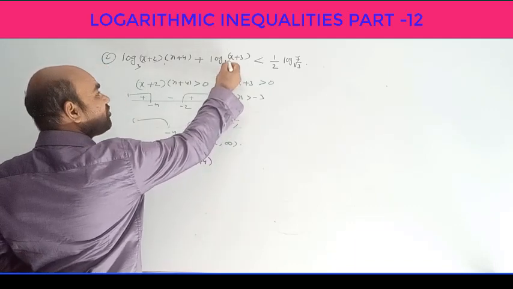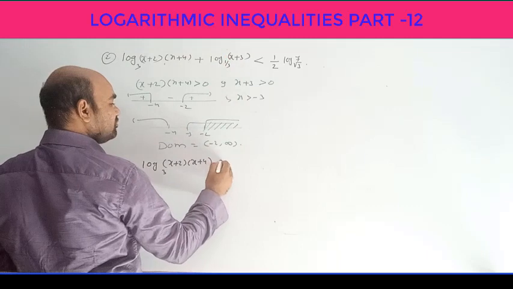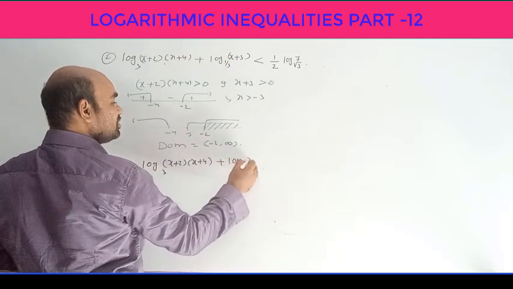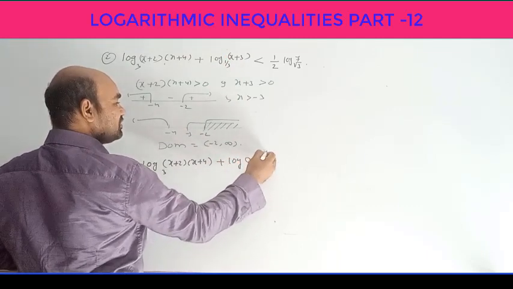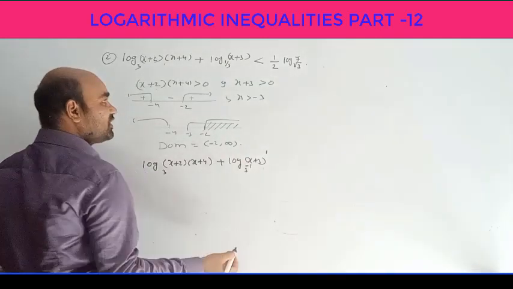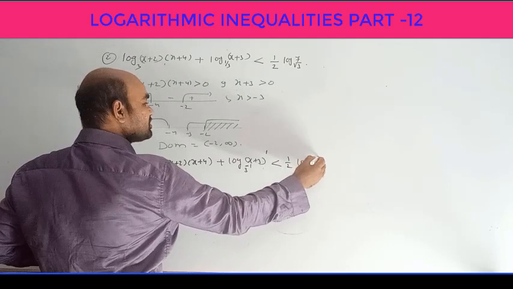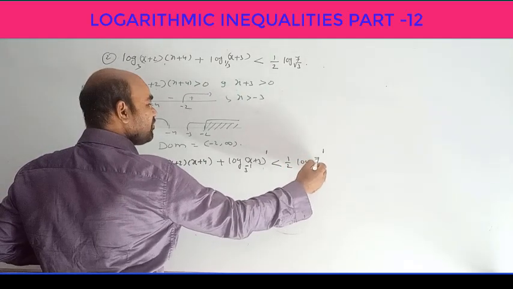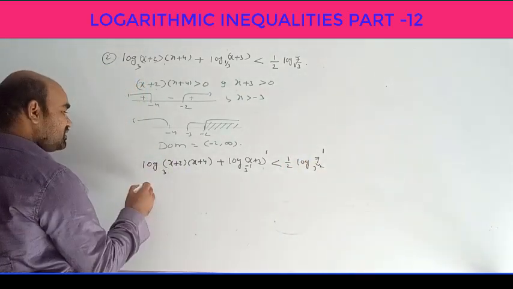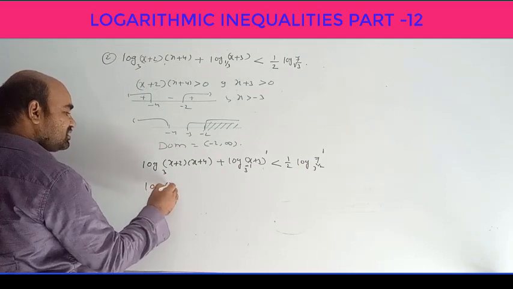Directly, this is 3 power minus 1, I can write. So I want to write one more step: x plus 3 power 1, 3 power minus 1 is less than 1 by 2 into logarithm of 7 base 3. So what is this? You write as it is this.